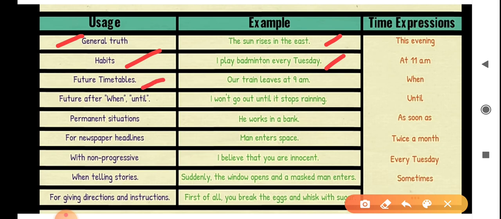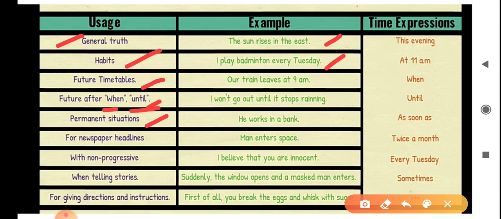Future timetables: our train leaves at 9 a.m. Future, after, when, or until: for example, I won't go out until it stops raining. When we frame a sentence with words such as when and until, and there is some future activity, we frame the sentence in simple present tense, as shown in the example, I won't go out until it stops raining.